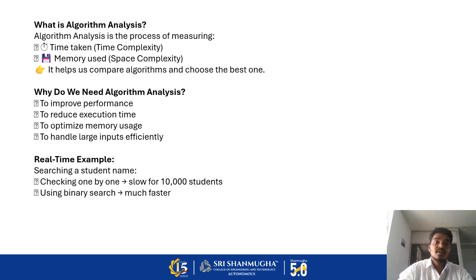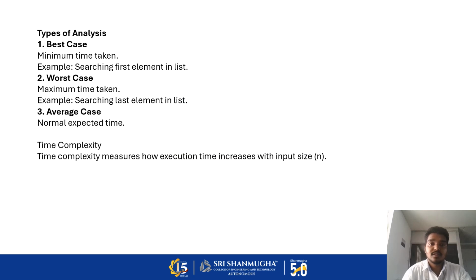Checking one by one is slow, while using binary search is faster. That is called algorithm analysis for time and space. Space means memory allocation.